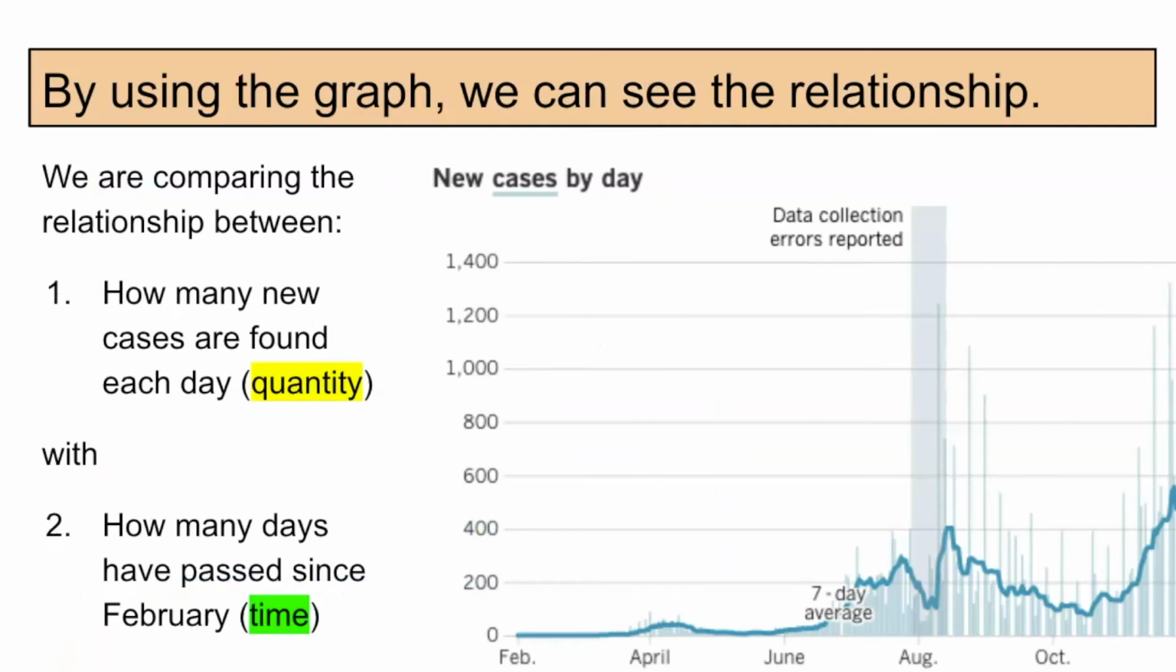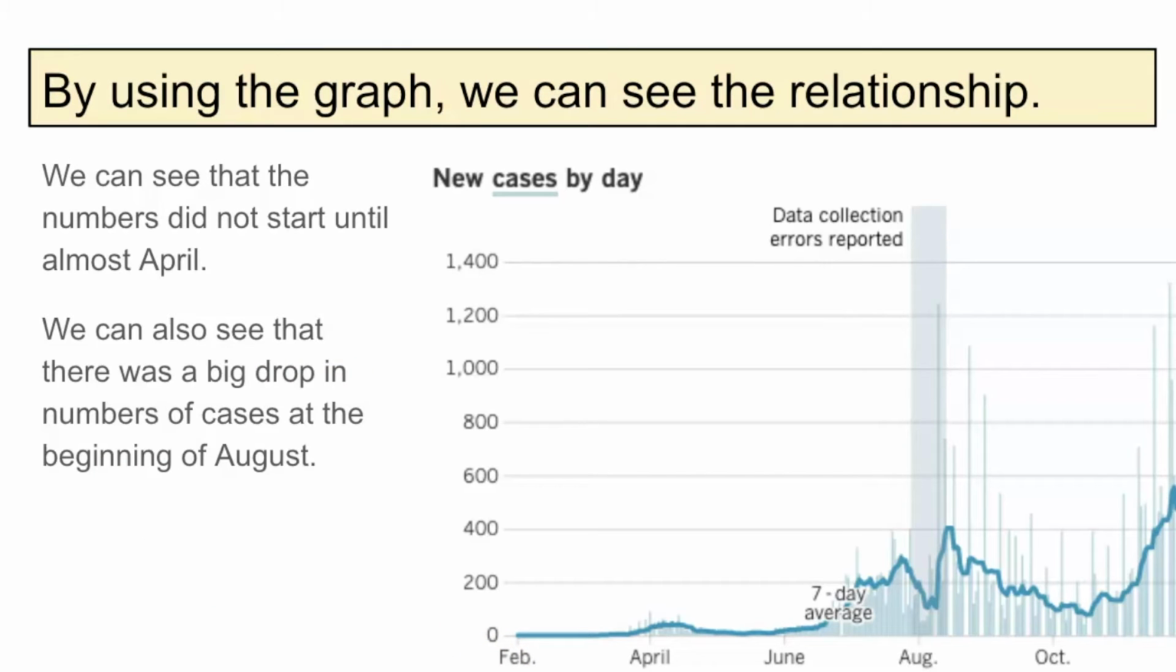By using this graph, we can see the relationship. We are comparing the relationship between how many new cases are found each day, that's a quantity, with how many days have passed since February, that's the time. By using this graph, we can see the relationship.